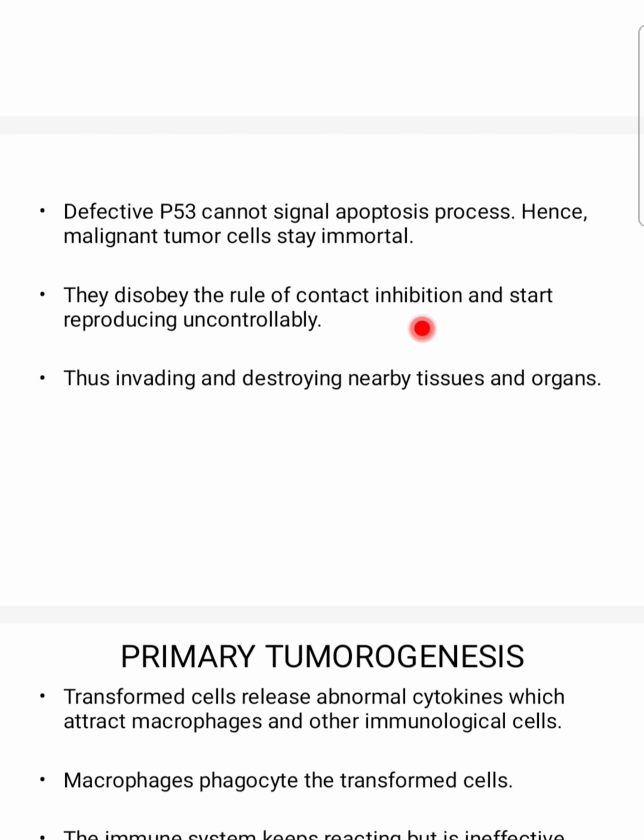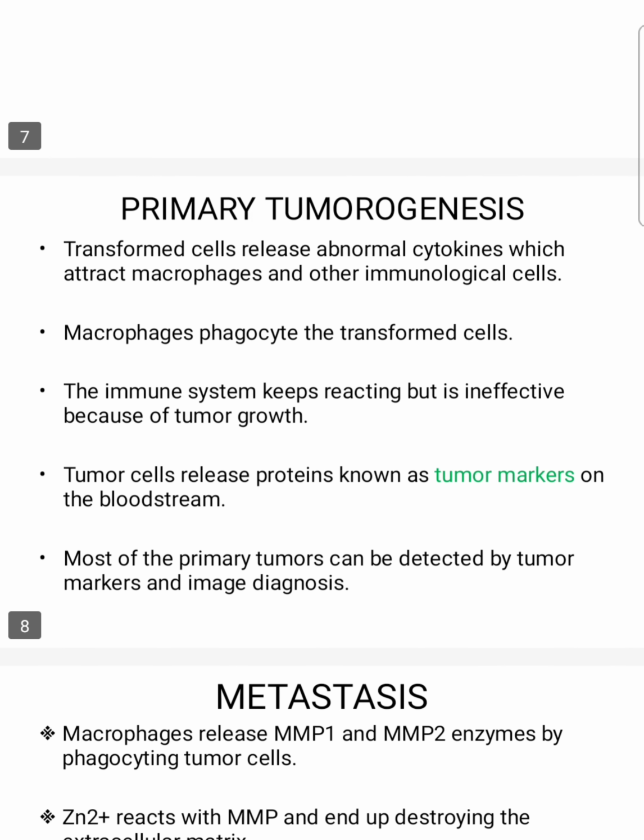So let's see the stages of cancer, how it spreads. From a normal cell, we have three categories: a normal cell, tumor, and then cancer. So what is primary tumorigenesis? Let's see first. The transformed cells, which are not normal anymore, release abnormal cytokines.